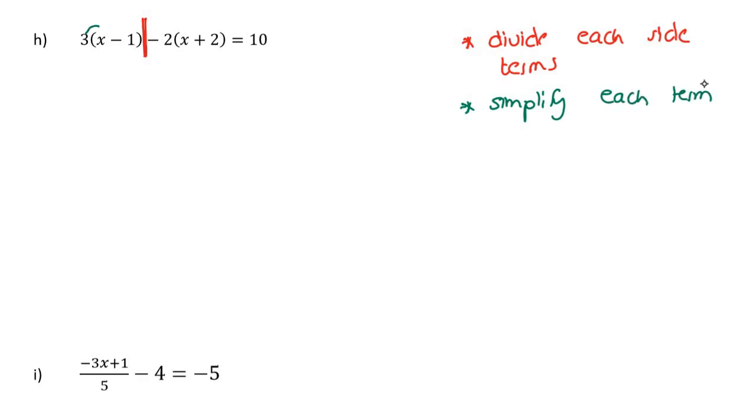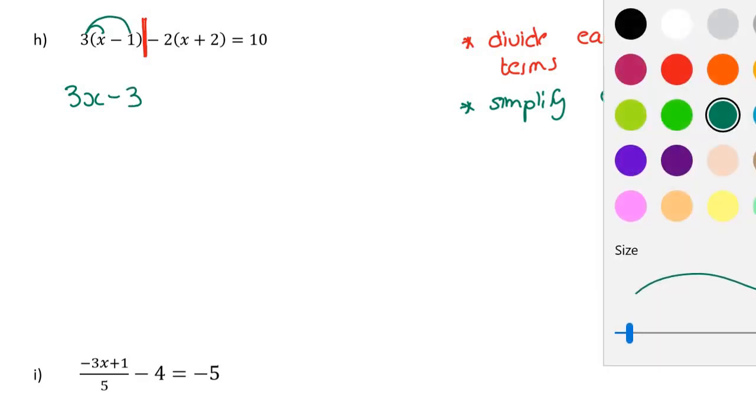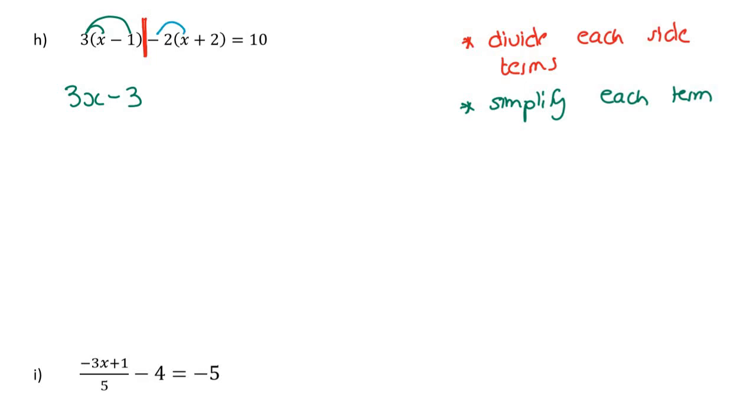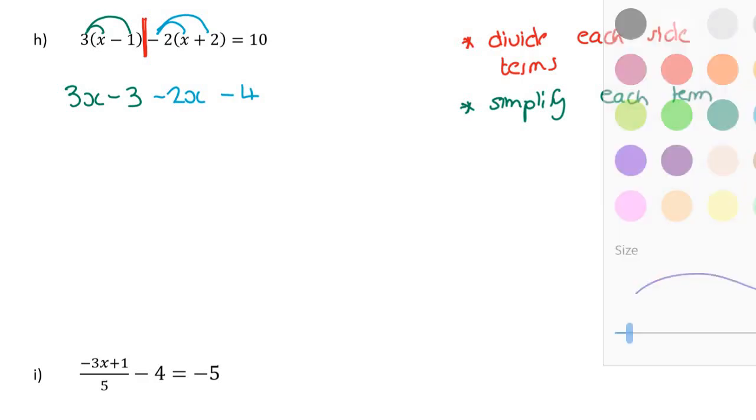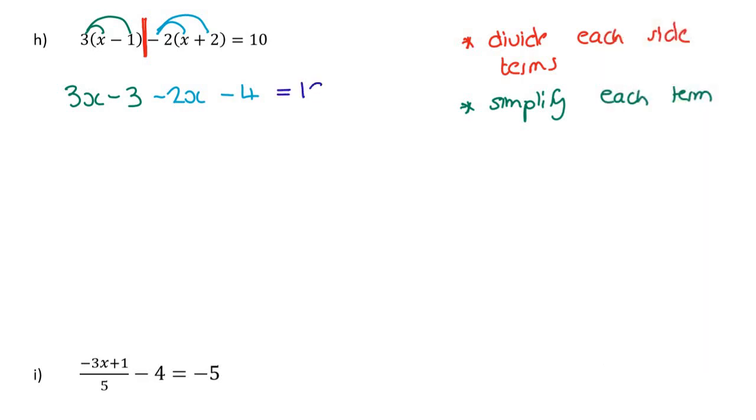So if I look at the first bracket, that'll be 3x. Notice there's no equal sign here because this is an equation. So there's only one equal sign in an equation, and it's there. Okay, so let's go 3x minus 3, and then minus 2x minus 4 equals 10. Now, personally, I would simplify fully.